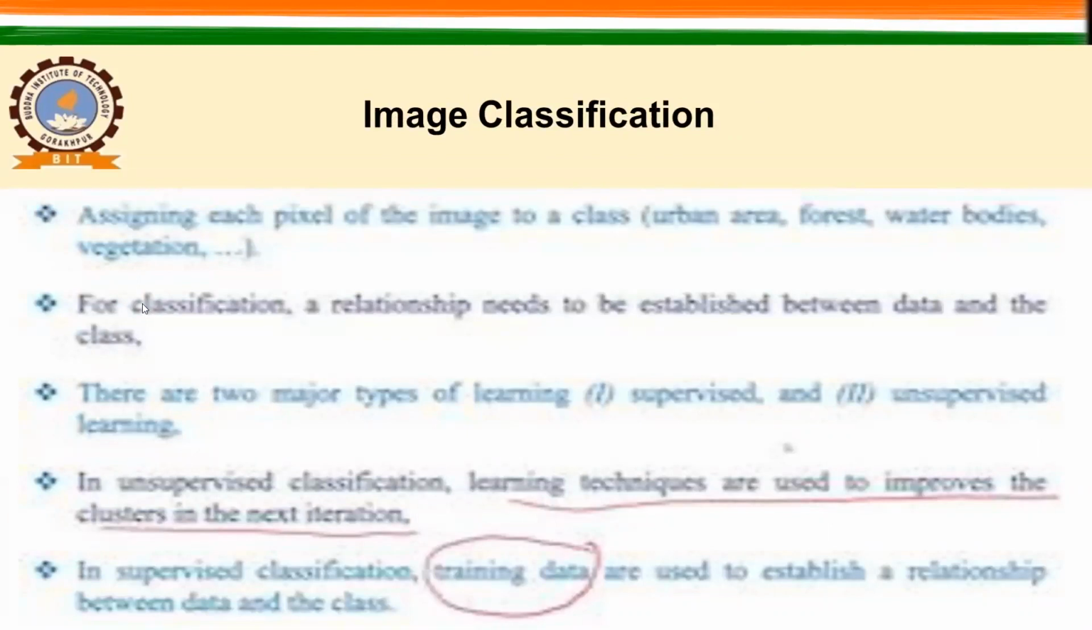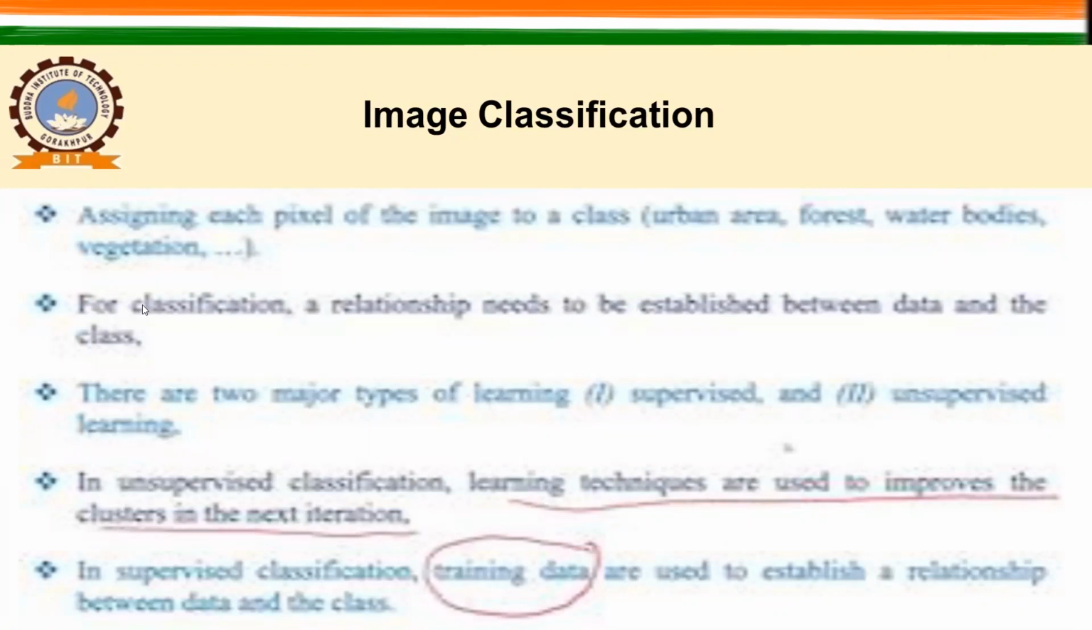So we will continue the topic which I left in the previous lecture. So before starting this lecture, let us have a brief look at what exactly we mean by image classification and what are the different types of image classifier available to classify a remotely sensed image. So in image classification, what exactly we do, we assign each pixel of the image to a class, right? And a class here means our land use or our land cover.